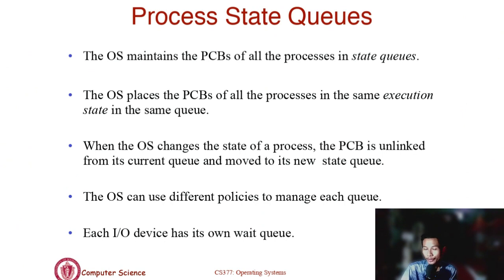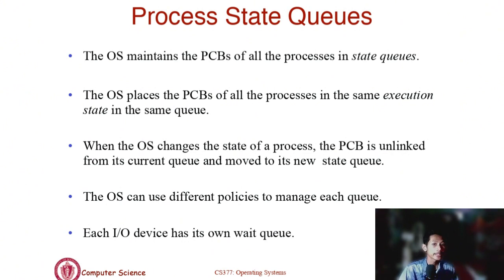So in here, within the integrated framework of process management, the operating system organizes processes using state queues that we talked about before. Okay, the operating system maintains the process control blocks or PCBs of all processes in the state queues. So these queues serve as repositories for PCBs and categorize processes based on their execution state.